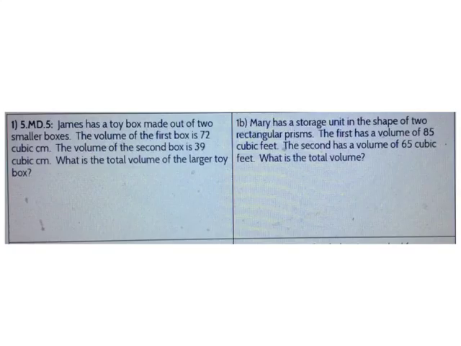Let's start with our do now. Look at number 1. James has a toy box made out of two smaller boxes. The volume of the first box is 72 cubic centimeters. The volume of the second box is 39 cubic centimeters. What is the total volume of the larger toy box? Well, remember, volume is additive, so if I know two smaller volumes, I can put them together to find a larger volume. What operation would I use to find the larger volume? I would use addition. I need to add 72 cubic centimeters plus 39 cubic centimeters.